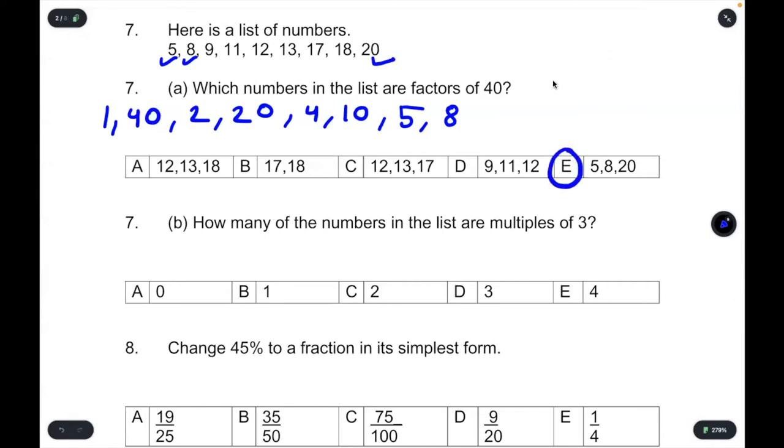Now, of course, for the sake of this question, we didn't need to write out all of the factors. I just went through this since we're on this question. But in an exam situation, you would just go through these numbers and think, which of these can I divide 40 by and get no remainder?